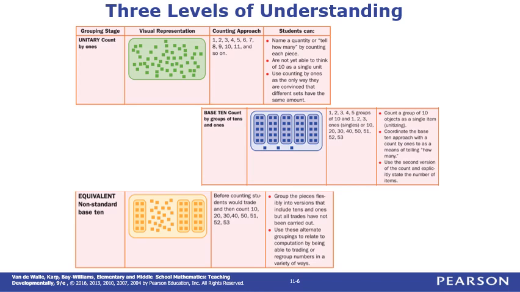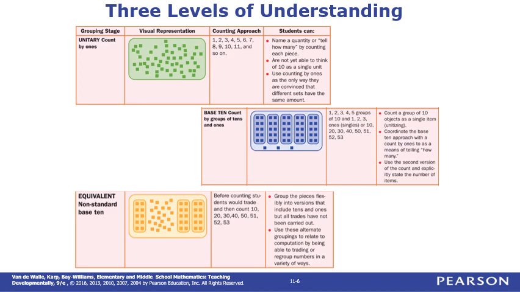So if we start at the top, the first stage is the unitary stage. We were mentioning that briefly on the previous slide. So that's where a student counts by ones. In this scenario, the example is what we had before, where you're asking a student to count to 53. Of course, in the unitary stage, they're simply counting every single piece individually, one by one. In this stage, a student can name a quantity or tell how many just by counting each piece. They are not yet able to think of 10 as a single unit, and they use counting by ones as the only way they are convinced that different sets have the same amount.